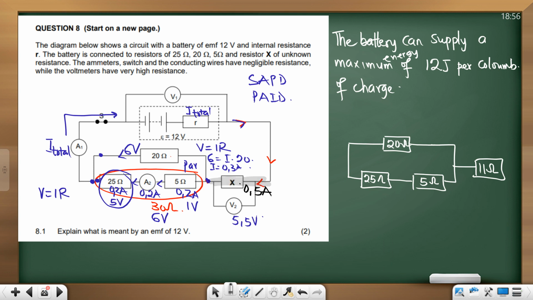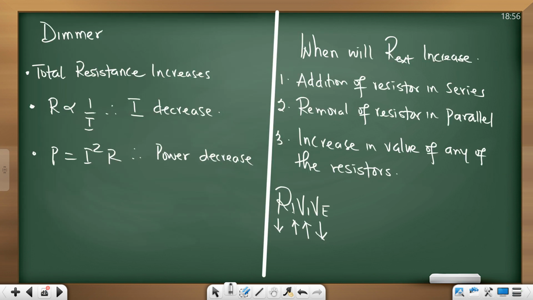What happens to the value of the total resistance? We are now removing a resistor connected. Adding a resistor in series, what happens to the total resistance? It will increase. What if I'm now removing? Total resistance will decrease. Once you get to that, here's my answer: total resistance will decrease, current will increase, internal voltage increases, external voltage decreases. Each point, 1 mark.